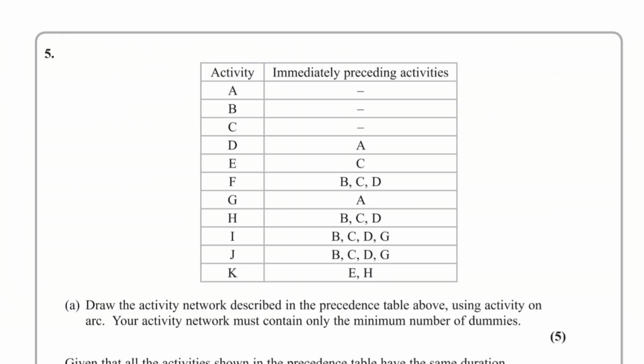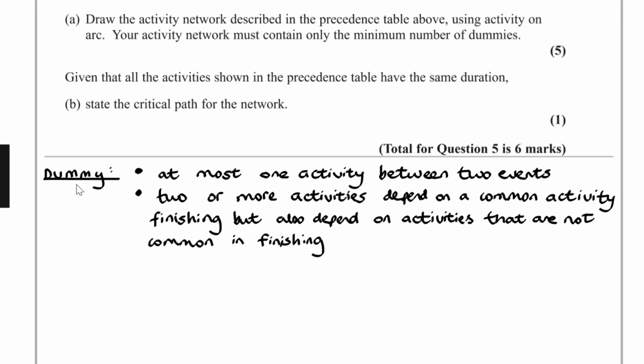Okay, so for question number 5, we have to draw the activity network described in the precedence table above using activity on arc. Your activity network must contain only the minimum number of dummies. Now, I think it would be a good idea to begin by stating the definition of a dummy. We use a dummy when we have at most one activity between two events, and we have two or more activities that depend on a common activity finishing, but also depend on activities that are not common in finishing.